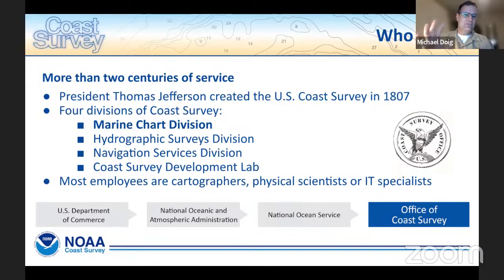Within the Office of Coast Survey, there are four divisions. There's the Marine Chart Division, which is where I work. There's the Hydrographic Surveys Division, Navigation Services Division, and the Coast Survey Development Lab. I'll touch on a little bit of those other three, but the Marine Chart Division is the primary focus of today's talk. Most of the employees that work within the Marine Chart Division are cartographers, physical scientists, or IT specialists.